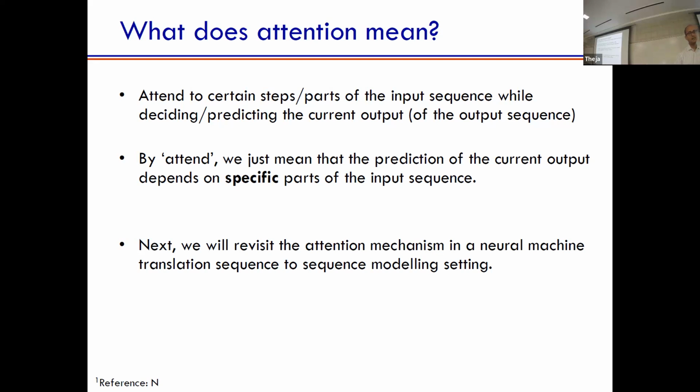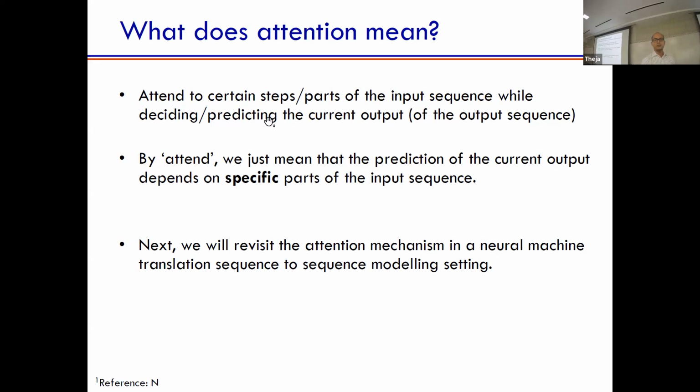We want to have a capability where, while generating a part of the output, we focus, as in use, those potentially hidden vectors, for example, right?